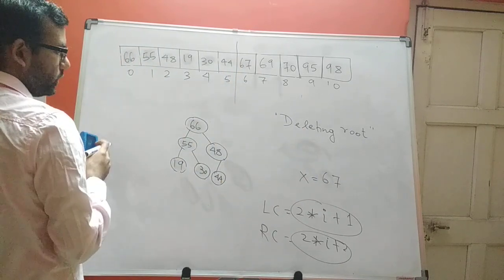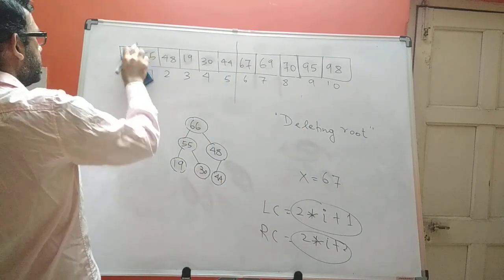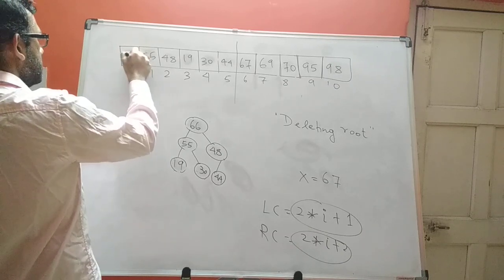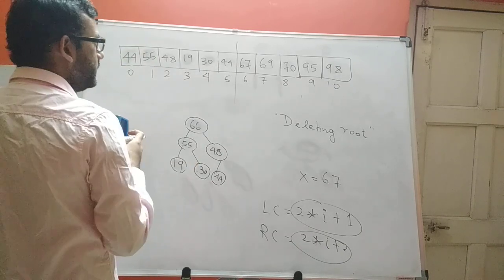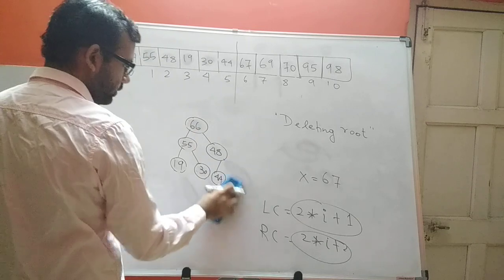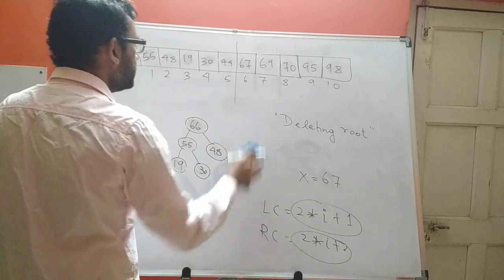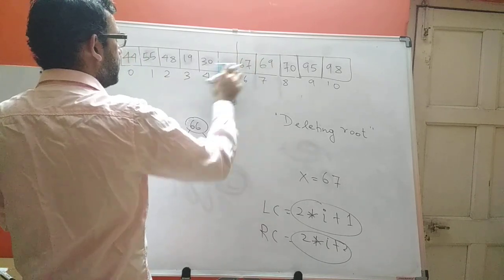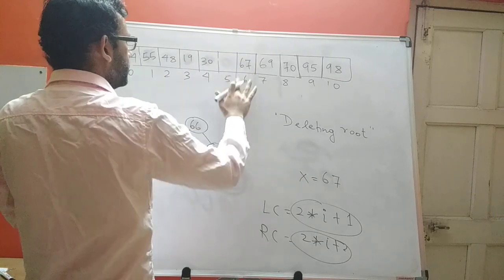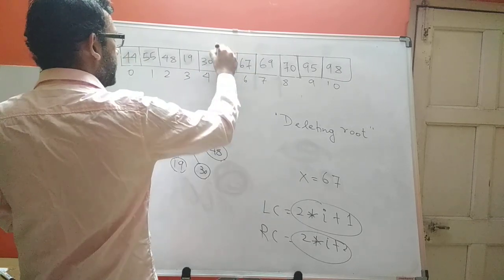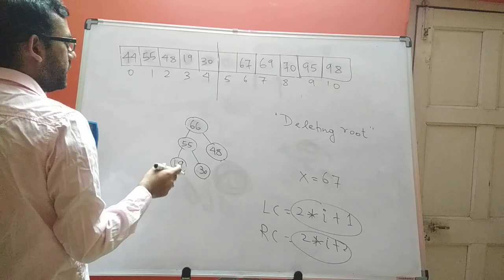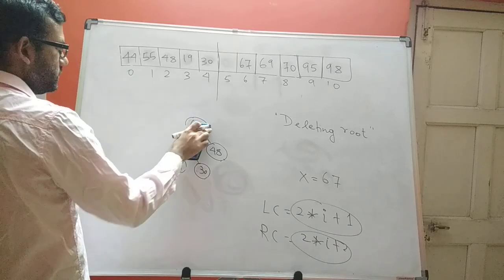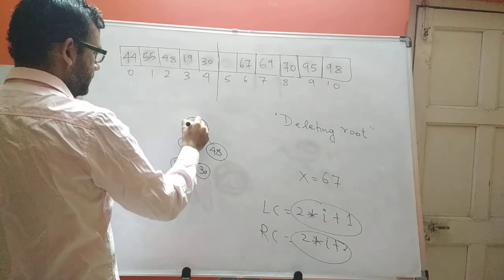Now the next node to delete is 66. So how would I delete it? I would replace it by the last node. The last node is the last element in the array, which is 44. So I replace it by 44 and I remove 44 from my tree. So 44 is gone. My heap size has further reduced. And now here there is no 66. It has been replaced by 44.